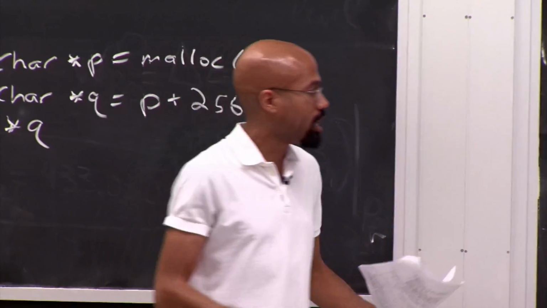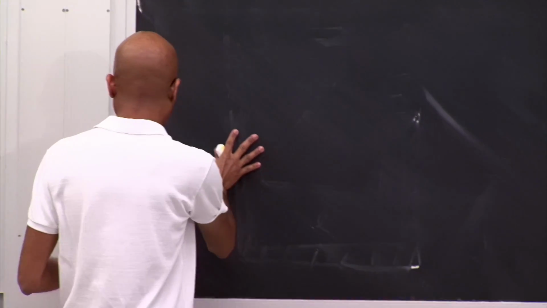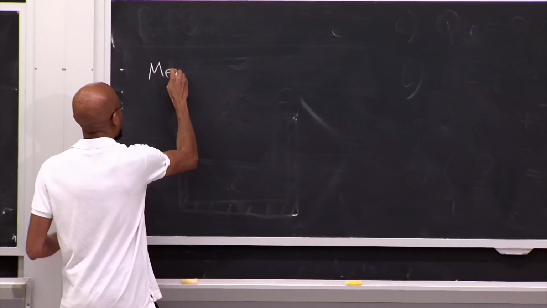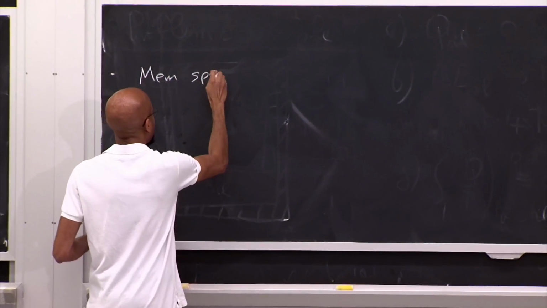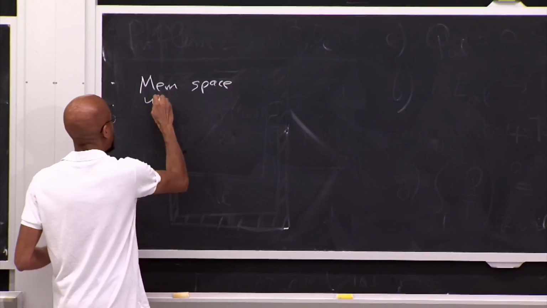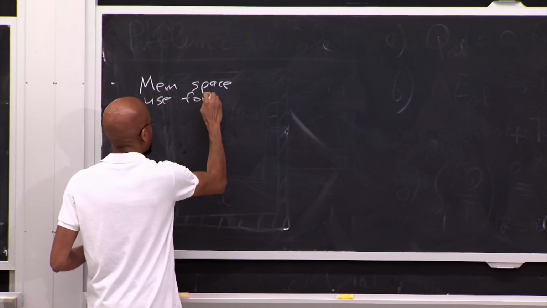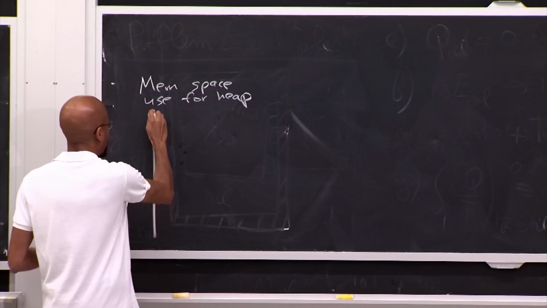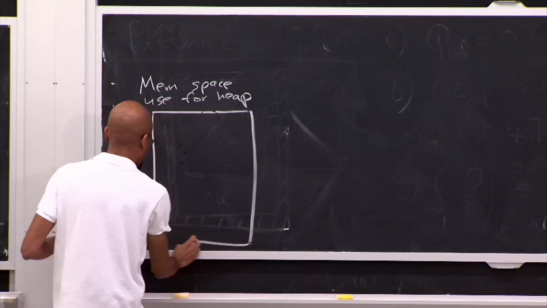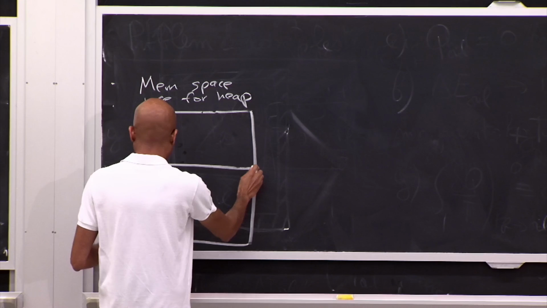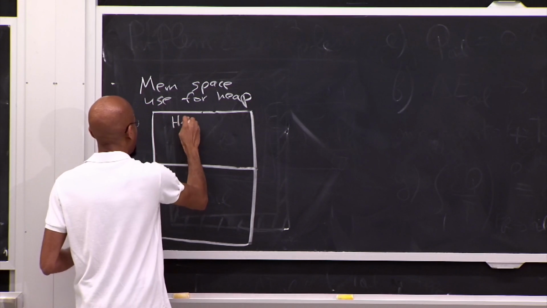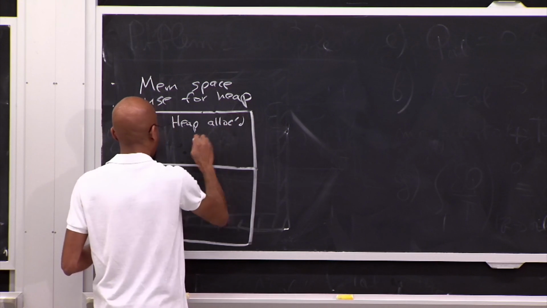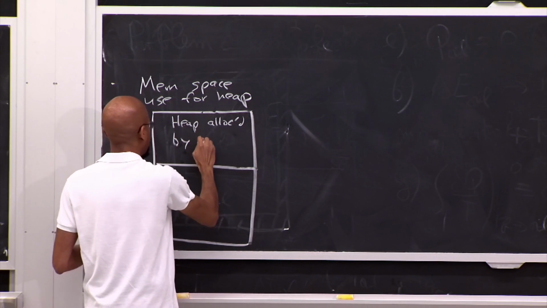Okay? So let me just give you a very simple example here that will hopefully make this a little bit clearer. Let's say that this over here is the memory space that we use for the heap. And in this simple example, let's suppose that we split this memory space up into two components. This is the heap that is allocated by the uninstrumented code.